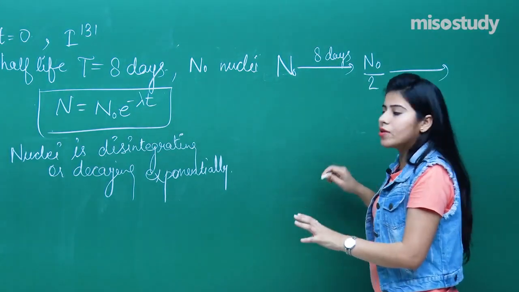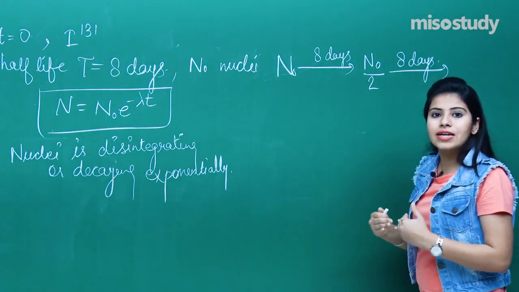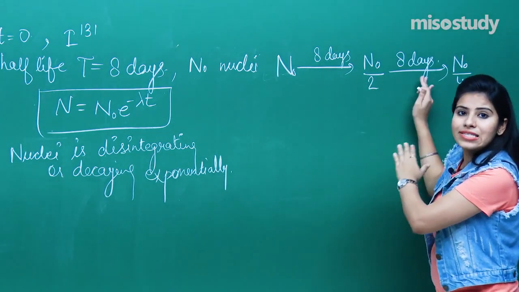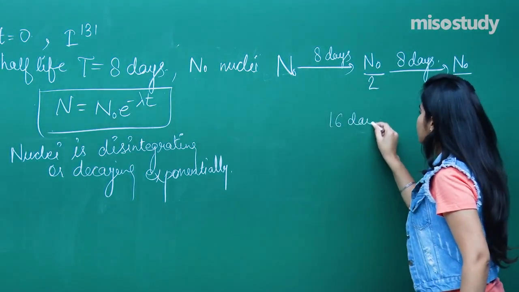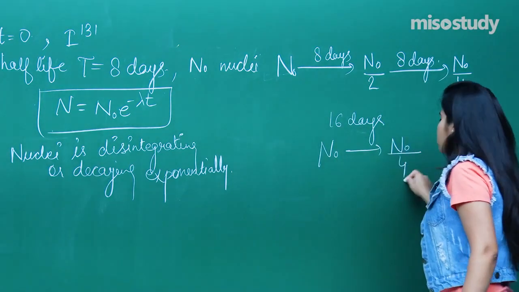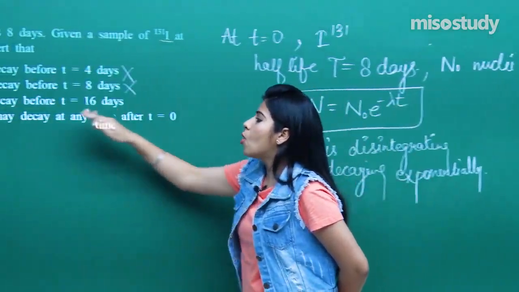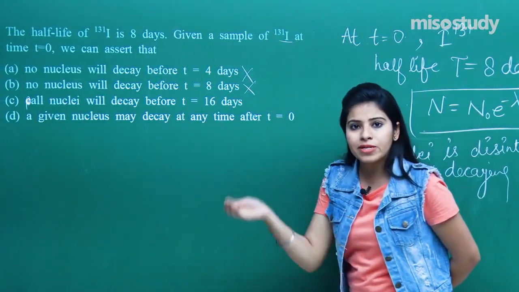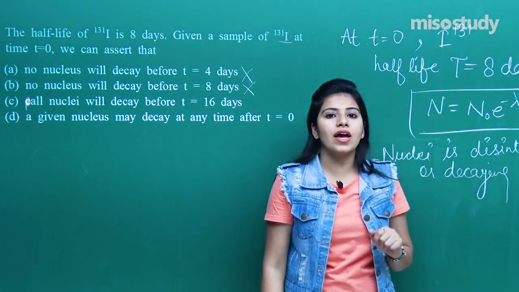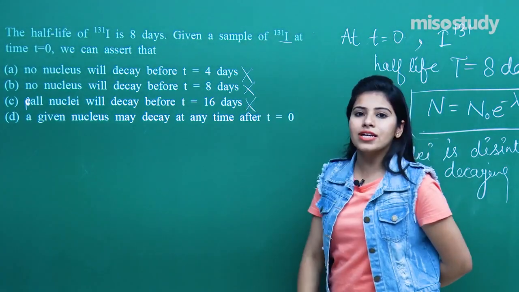Again after a half-life, that means again 8 days, it will get halved again. So it will become N0 by 4. That means in total 16 days, N0 has been reduced to N0 by 4. And in the option, we are seeing that in 16 days all nuclei will decay, that means N will become 0. Is this happening? No, because we have N0 by 4 after 16 days. So it cannot be the correct statement.